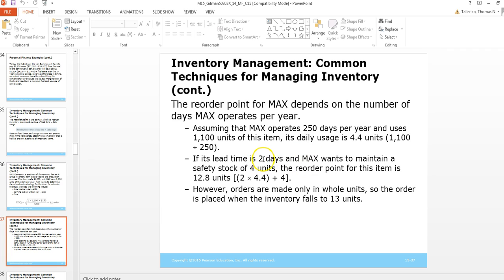They tell you the lead time to order stuff is 2 days, and they want to maintain a safety stock of 4 units. So basically the reorder point for this item is 12.8 units. Right, 2 times 4.4 plus a safety stock of 4. So when you round everything off, 12.8 becomes 13 units. So the order is placed when the inventory falls to 13 units, which includes the extra 4 you always want to have.